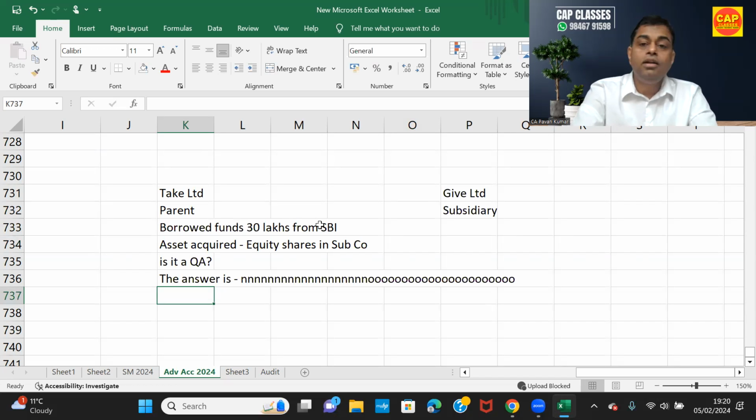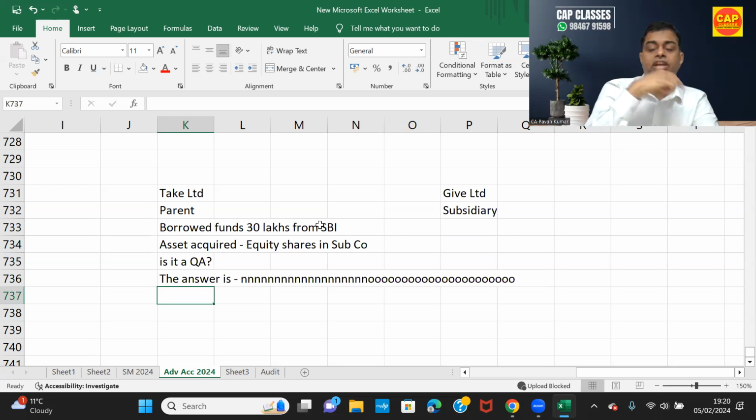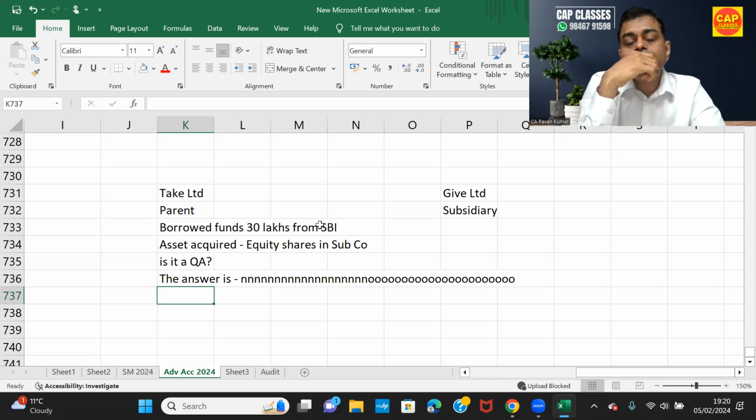Do you remember the first paragraph? I said we will come back to it a little later. This is what they have written: equity shares are not qualifying assets.